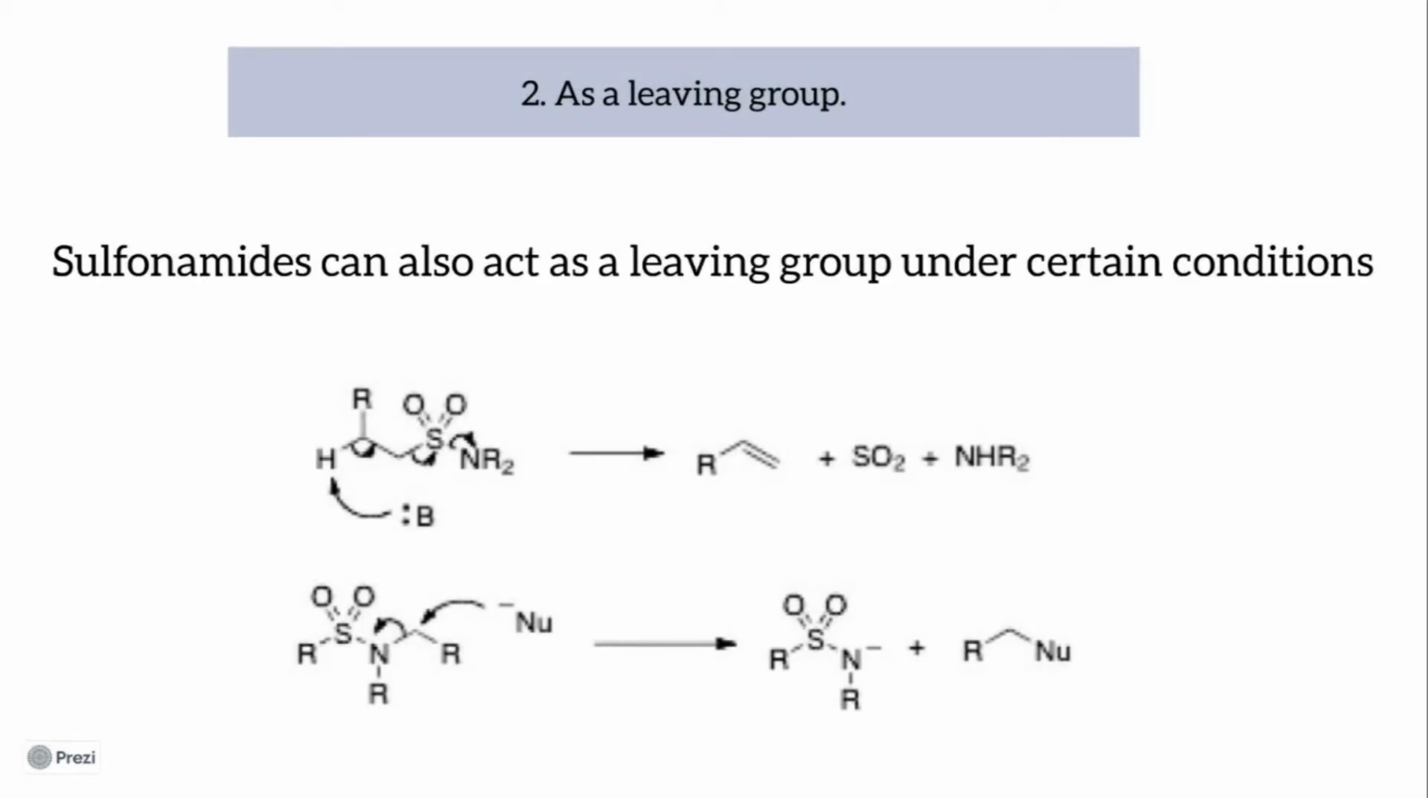Second, as a leaving group. Sulfonamides can also act as a leaving group under certain conditions, often with the elimination of sulfur dioxide. Scheme number 2 also shows the sulfonamide group, which is a good leaving group, same as the carbonyl group.